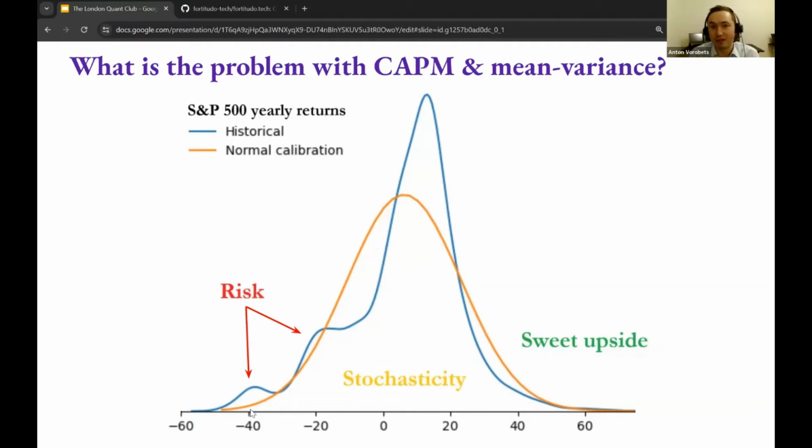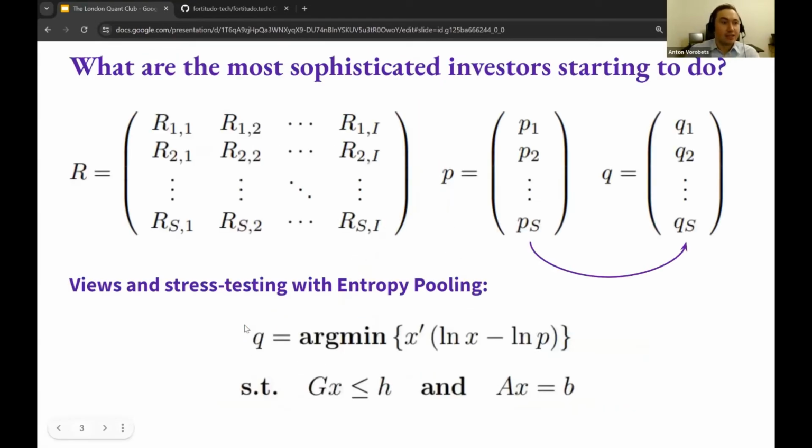But most investment people that I talk to believe that if you are in a significant risk-off scenario, then people will be buying bonds, and central banks will find a reason to cut rates so that you will get some additional diversification from government bonds, for example. But mean variance in the traditional sense is not able to handle that. So the question is then, what are the most sophisticated investors starting to do?